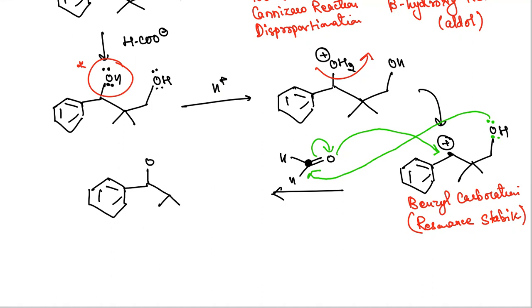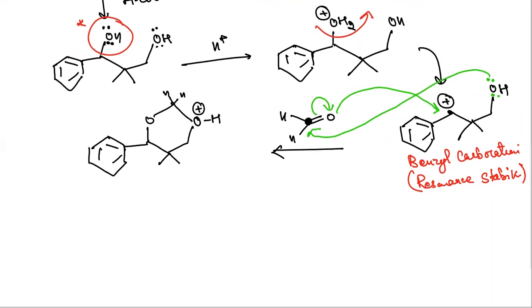Or try drawing yourself so that you can have a better and clear idea. And this is the carbon holding two hydrogens. Okay, but still I can see that because this oxygen has given away its electron to the carbonyl carbon, this oxygen gets a positive charge.